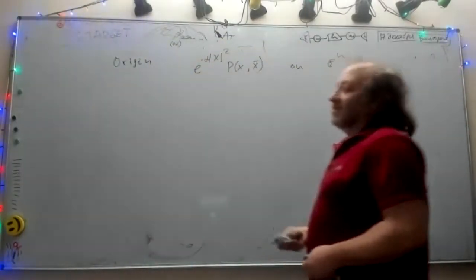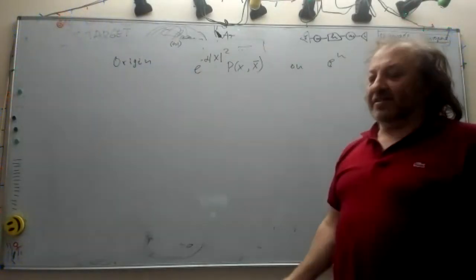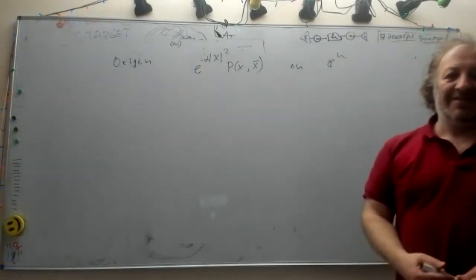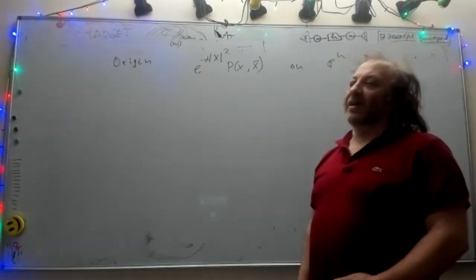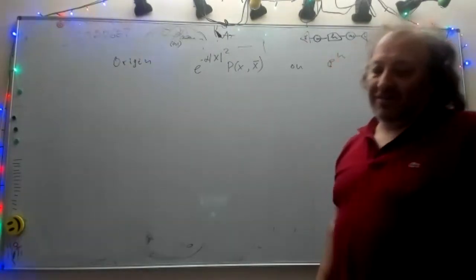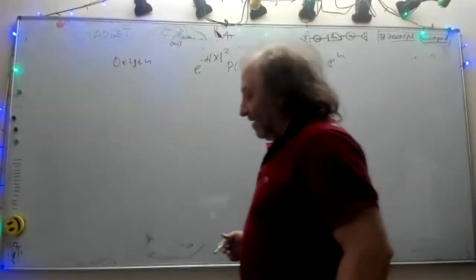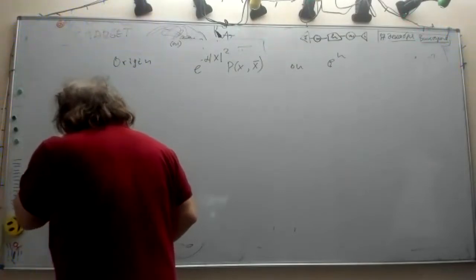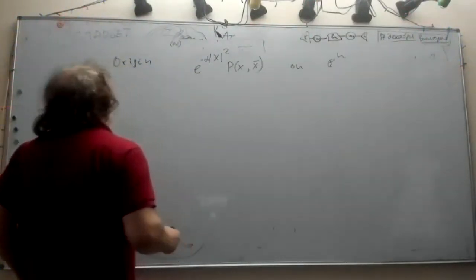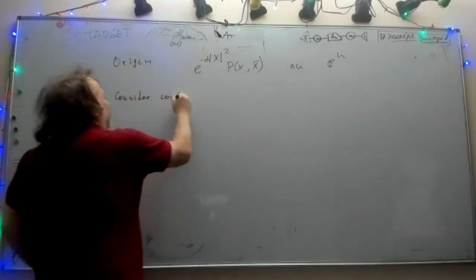And also, Shi Li has similar ideas. So I can only say that I had these ideas in 1993, okay? And they are published in my paper in 1998, I think. Last century, okay? So these are ideas of last century. Consider configuration space.